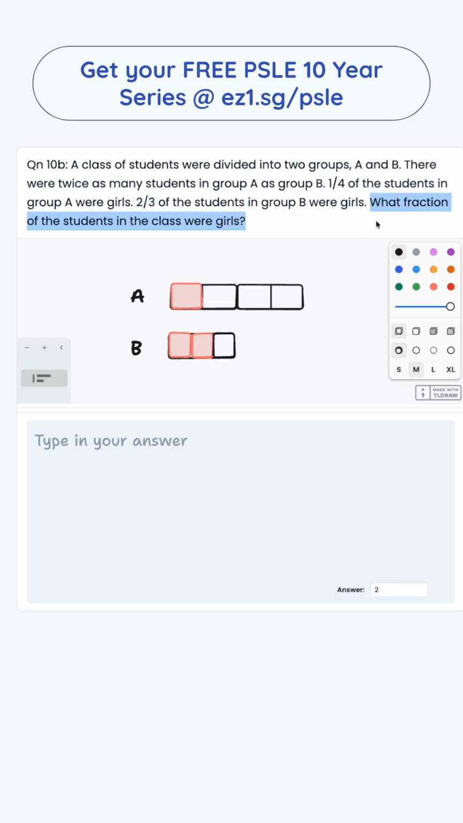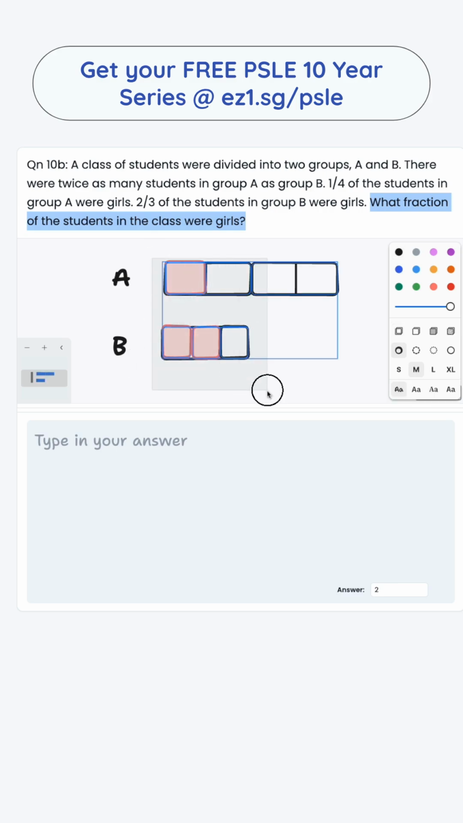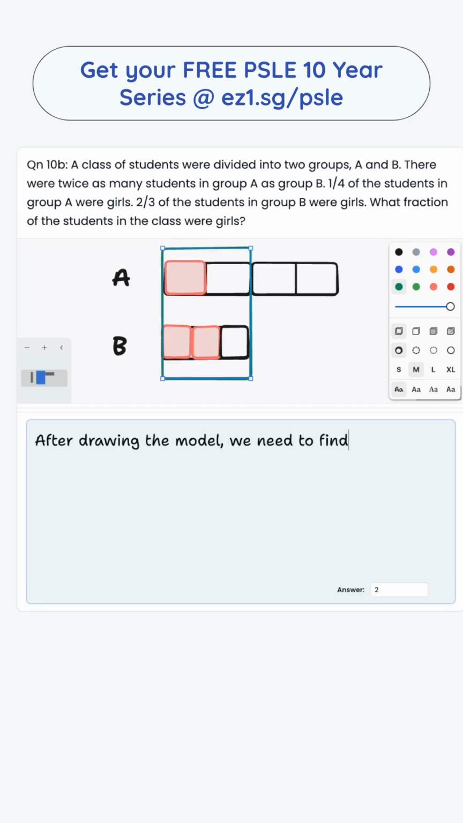So what fraction of the students in the class were girls? In this case, we need to find the lowest common multiple. But it's not from 4 to 3. We need to find the lowest common multiple of this whole thing over here, right, because we know that there were twice as many students in group A as group B. So after drawing the model, we need to find the lowest common multiple of 2 and 3, which is 6.